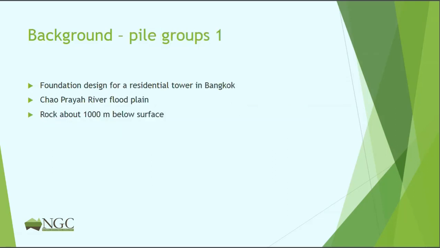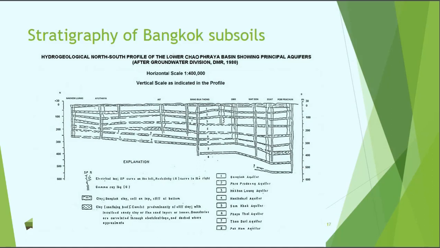Now let's look at pile groups, because this will make life easier, won't it? I'm going to talk about a job that I was involved with in Bangkok, a residential tower. Bangkok is on the floodplain of the Chao Phraya River. There's lots of rock, just like there is around Queensland, but it's all at least 1,000 meters below ground. So we don't have many piles to rock in Bangkok. There are these alternating layers of clay and sand, clay and sand. These aquifers are shown down to about 600 meters, but those are the ones they pump water out of. They do go on deeper.